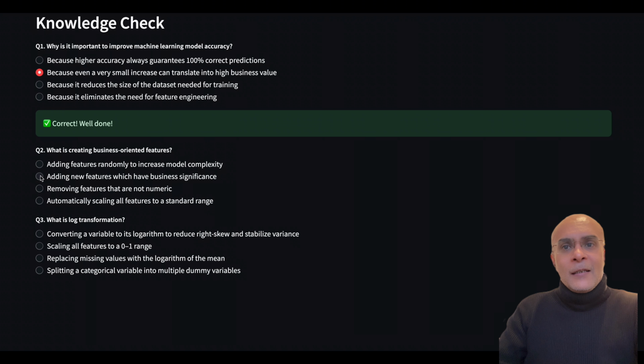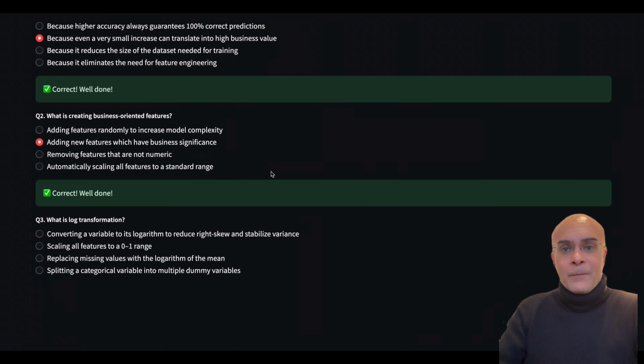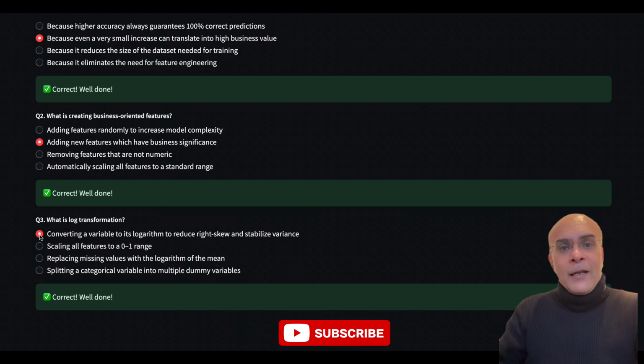All right, so the answer is it is adding new features which have some business significance. Third question, what is this hack about log transformation? I'll give you 1 second to think about it. All right, so it is converting very high values to smaller absolute values using logarithmic transformations.